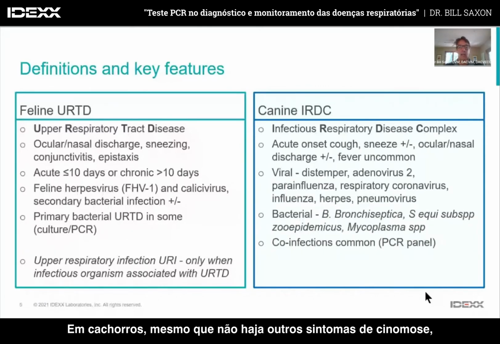In dogs, even if there are no other signs of distemper, so no GI signs, no neurologic signs, any dog with canine infectious respiratory disease complex, these signs should be screened for distemper because of the health significance to the dog, and then any other dogs.